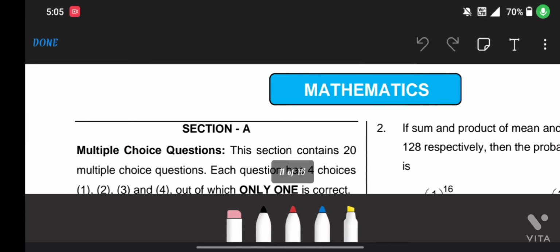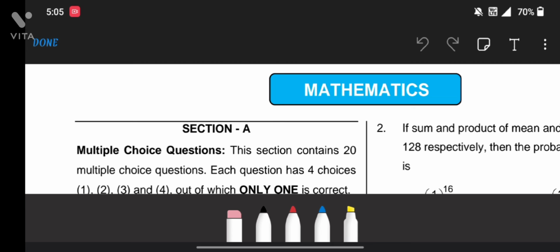So let us move on to our next paper, that is JEE Mains 2022 session 2, shift 1, July 25th shift 1 mathematics question paper. Let us do it now.